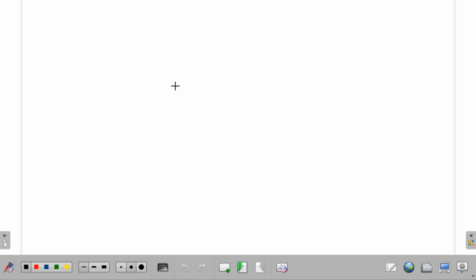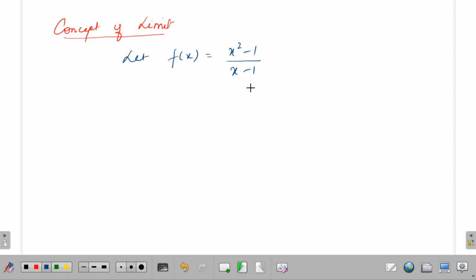First of all, let me start with exercise 13.1. Before I begin with 13.1, we should know what a limit is. So I will say the concept of limit. Now, let any function f of x be equal to x squared minus 1 divided by x minus 1.